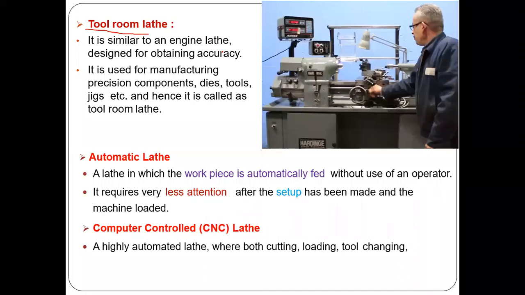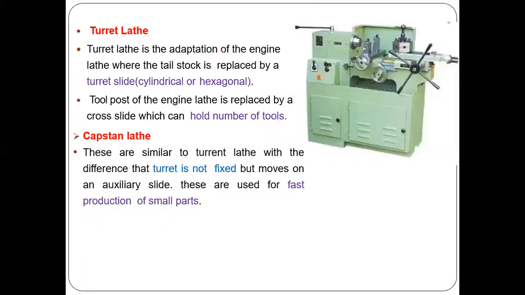So in an automatic lathe and a CNC lathe, what is the difference? In an automatic lathe, you need to give the dimensions and everything once, and accordingly your automatic lathe will work. Whereas in a CNC lathe, everything you need to give in terms of a computer program: the size, length, diameters, everything. So completely the computer is controlling the machine operations. That's why it is called a computer control lathe.